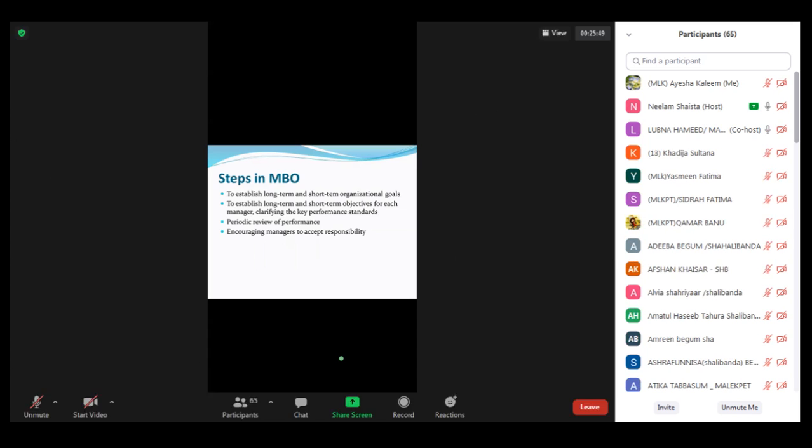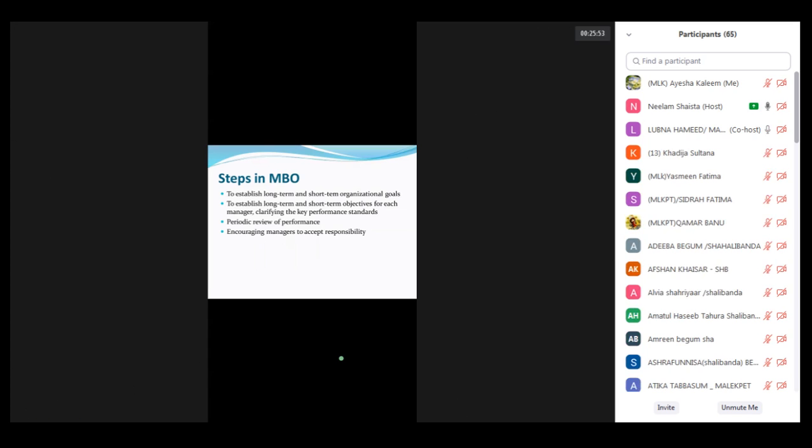Now, periodic review of performance. As we have seen in directing, there is planning, staffing, directing, organizing, controlling. There are certain steps given in that. For those steps to be applicable, will there be some periodic reviews also?